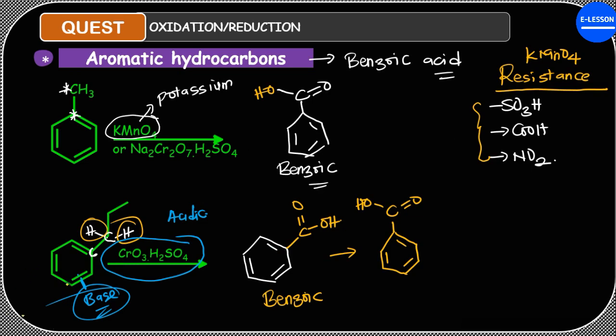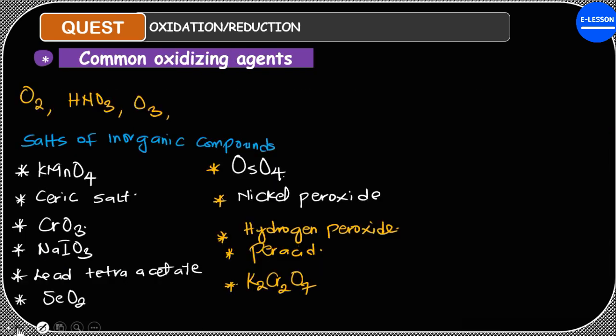So if you are given any reaction like this one, and asked what is the product of the reaction, you know that this group will be oxidized to carboxylic acid. This group is also oxidized to carboxylic acid, and it continues like that. So that is all for this lecture. Thank you very much for your time.